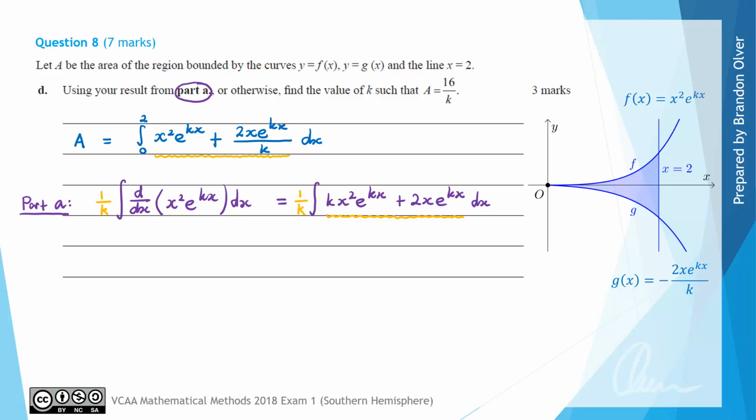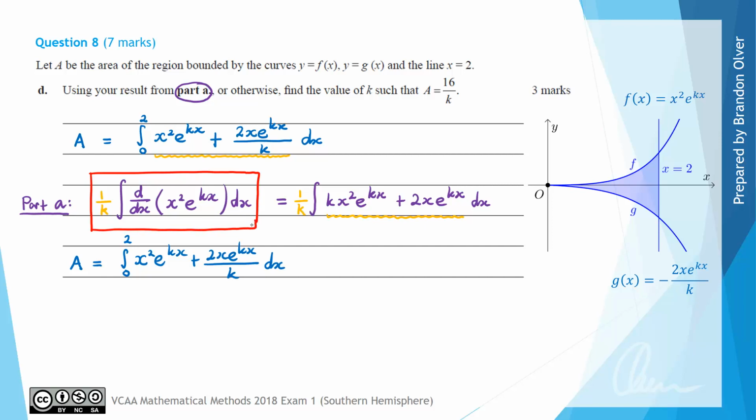So where to next? Well, what we can say now is that A is equal to the integral between 0 and 2 of x squared e to the power of kx plus 2x e to the power of kx, divided by k, and that's with respect to x. And now all of the work that we did above is to say that that integral is equivalent to this expression just here that I've put the red box around.